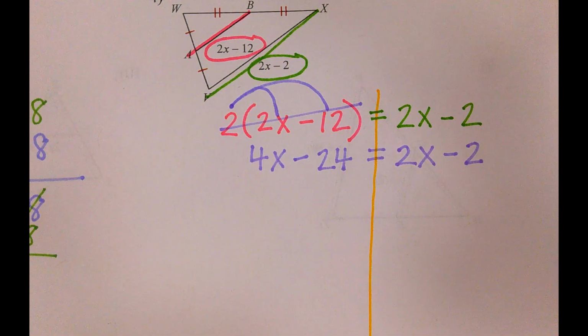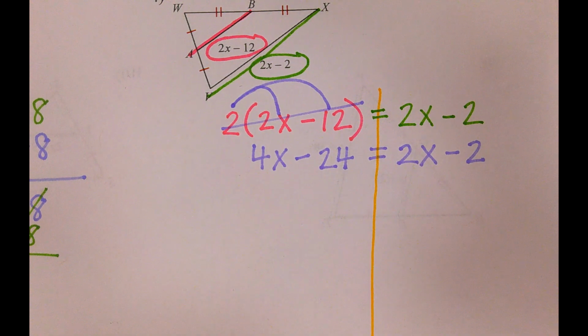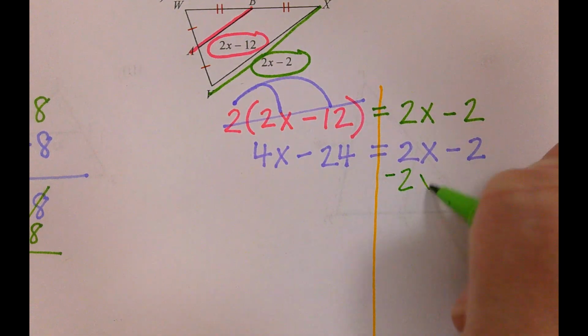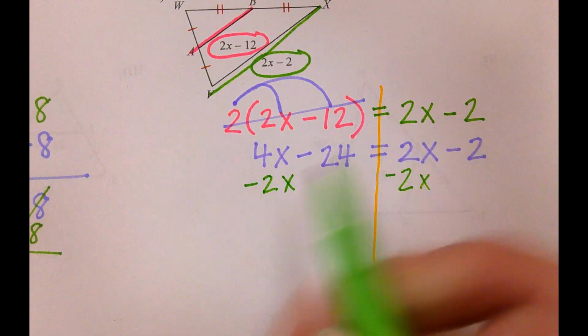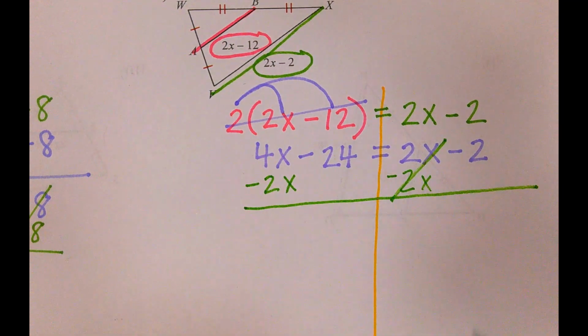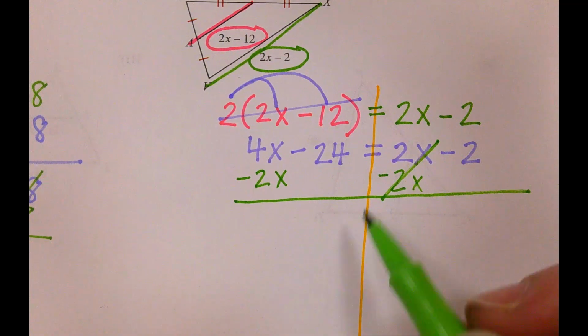Okay. So now I have a problem with x's on both sides and non-x's on both sides. I'm going to have to move some stuff around. What is a good idea for our next step? Subtract the 2x on each side. Yeah, let's subtract that 2x from each side. Get them together. Minus 2x, minus 2x. And those will cancel. My 2x's cross out.